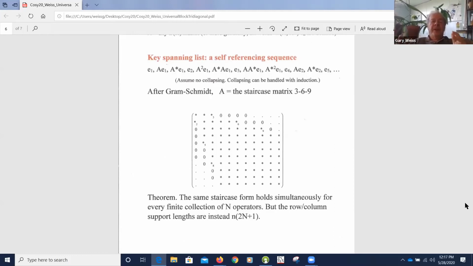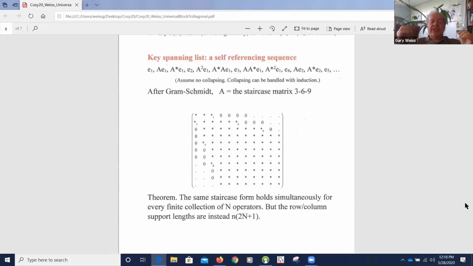And what you do is you look at the first vector E1 and you apply A and A star to it and you list them. Then you list E2, and you've got this self-referencing sequence. Then you take A of the second guy and you list it next, and then A star of it. And then you list E3. And you keep doing it sequentially and you create this list.